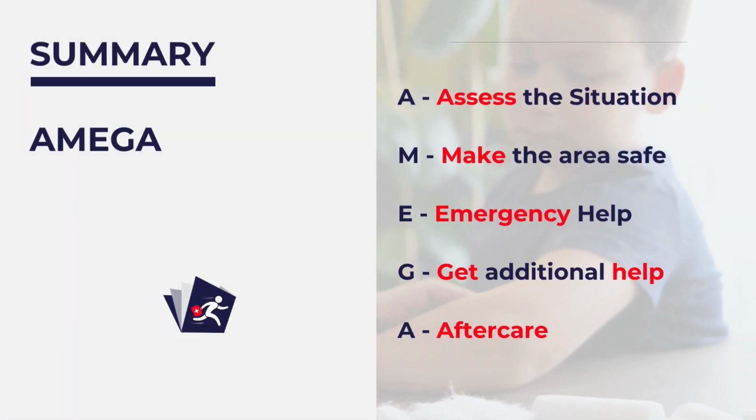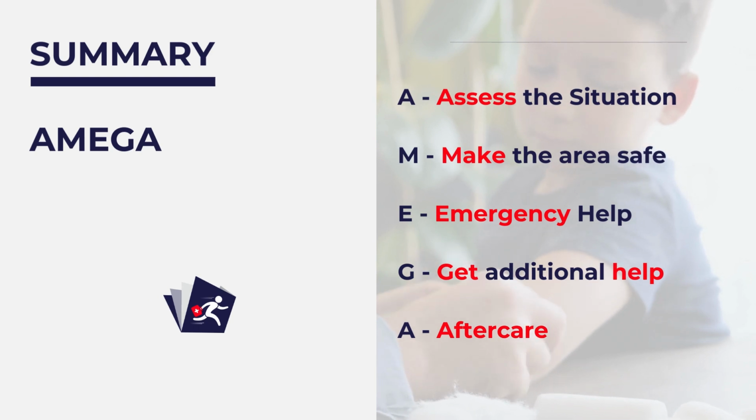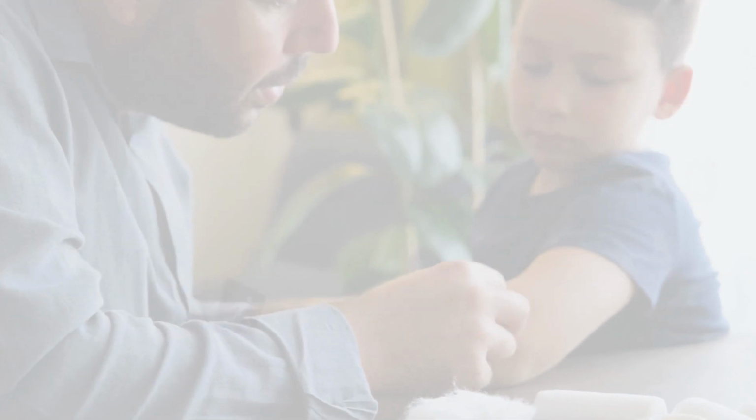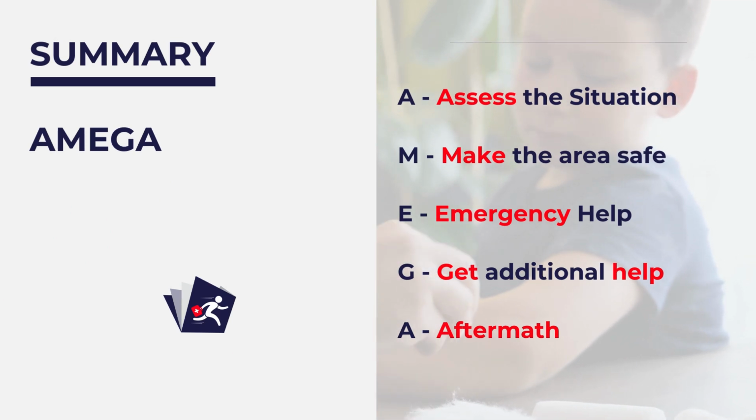In summary, we can use this mnemonic to help us remember the steps to follow in an emergency. A: Assess the situation. M: Make the area safe. E: Emergency help. G: Get additional help. And A: Aftercare.